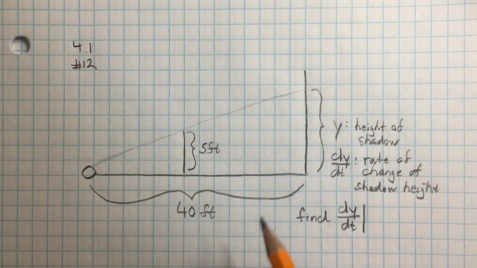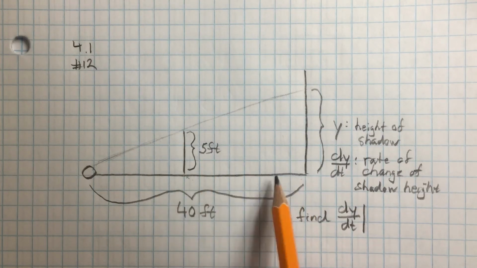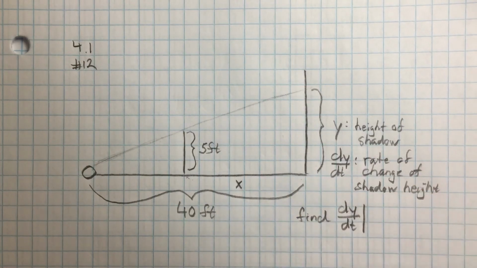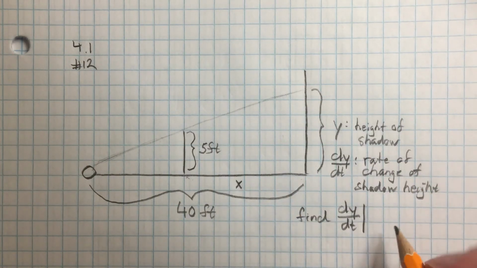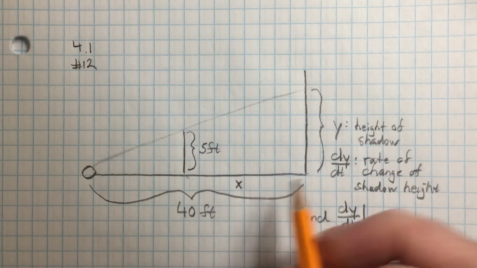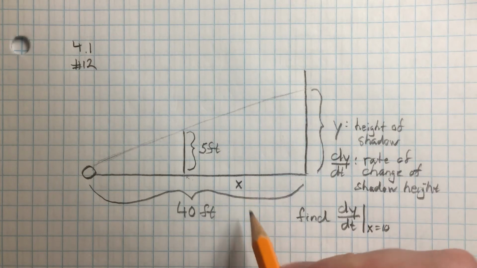Okay, so I need some way to describe when this person of 5 feet stature is 10 feet from the wall. So I'm going to label this as x. Now, that would mean I could write down here when x is 10. So that also means that if he's walking at a rate of 2 feet per second, then I could describe that rate of change as the derivative of x with respect to time.